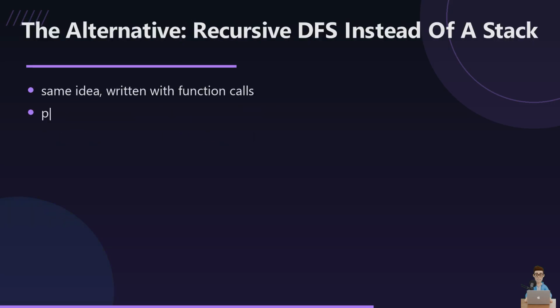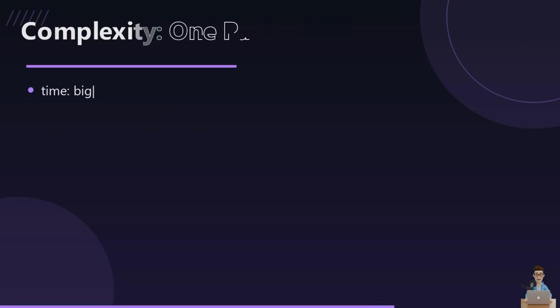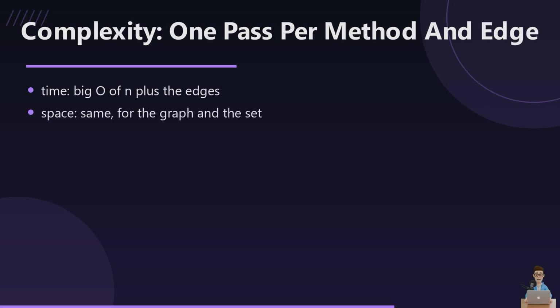You could write the traversal recursively instead of with a stack. Honestly, it reads a little cleaner. My honest take, I'd still skip it here. With n up to 100,000, a long chain of calls can blow past Python's recursion limit and crash, where the stack version just keeps looping. Every method and every edge gets looked at a small constant number of times. So it's big O of n plus the number of edges, both in time and in space.